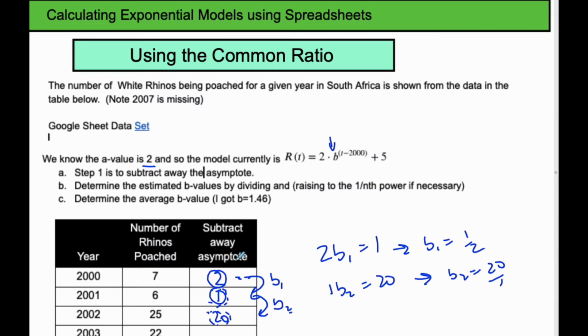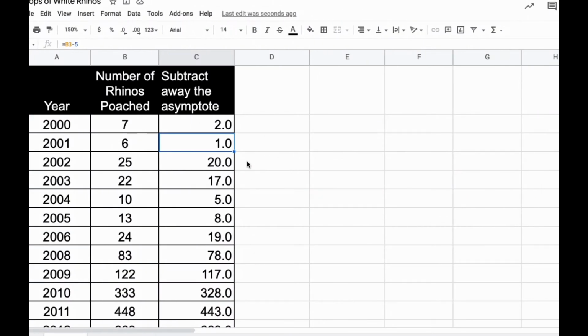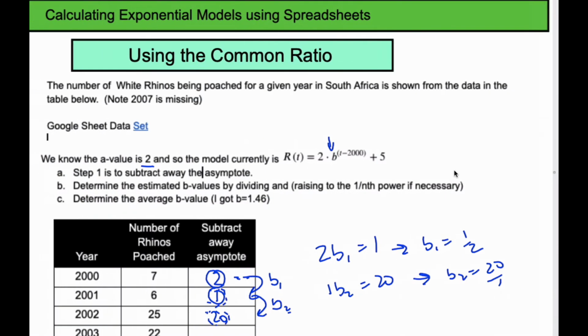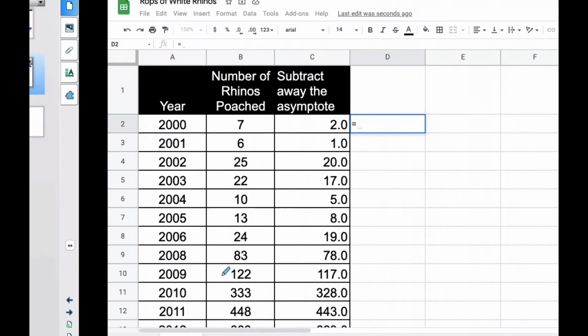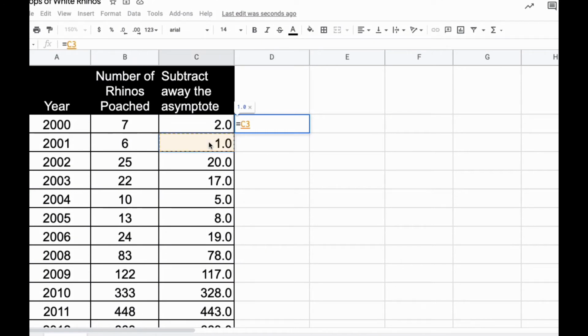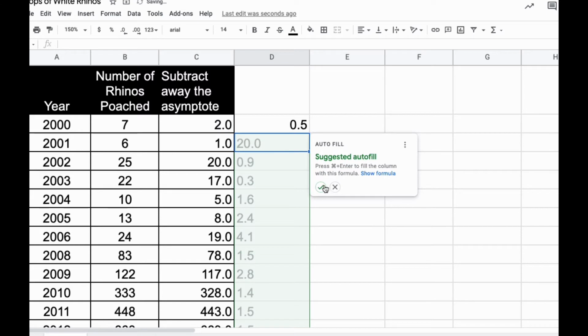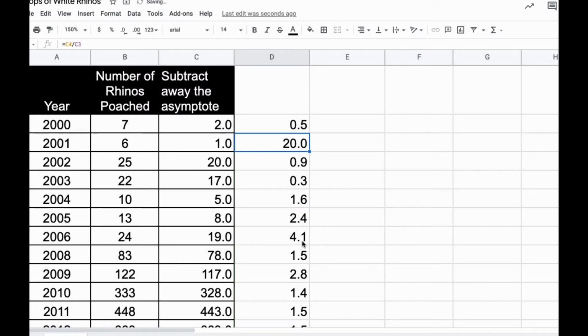And so I can use my spreadsheet to find out these values. If I click here, I'm going to type equal, and just to make sure it is the 2001 divided by the 2000. So I'm going to equal 1 divided by 2. Enter. And again, it suggests for me to fill all these values in. And so I'm going to do so.